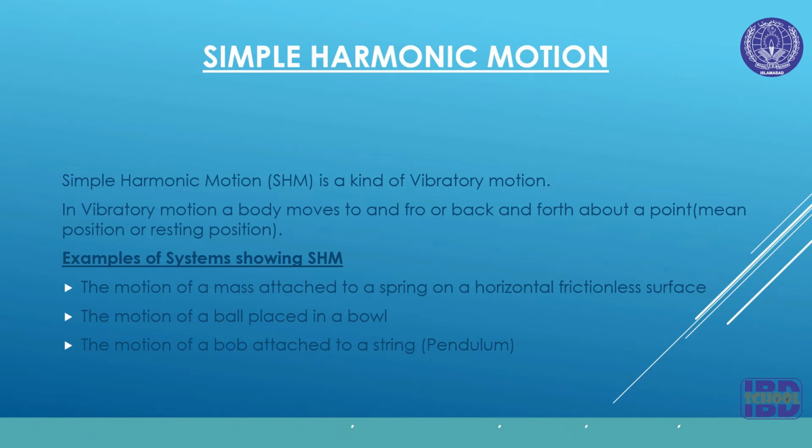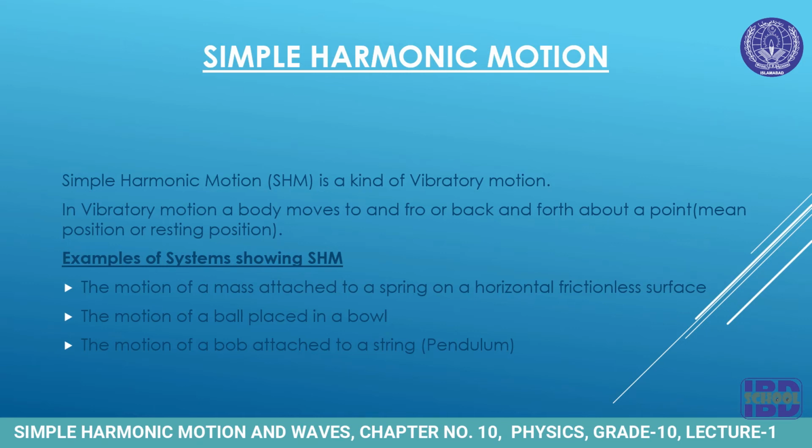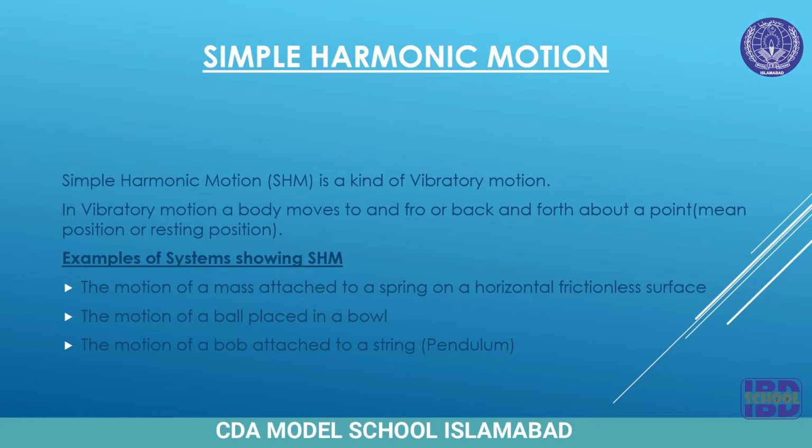Simple harmonic motion is a kind of vibratory motion. And what is a vibratory motion? In the vibratory motion, a body moves to and fro or back and forth about a point, and this point is obviously the mean position of the body or the resting position of the body.